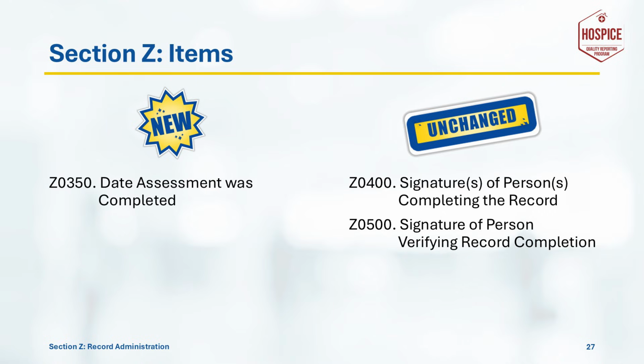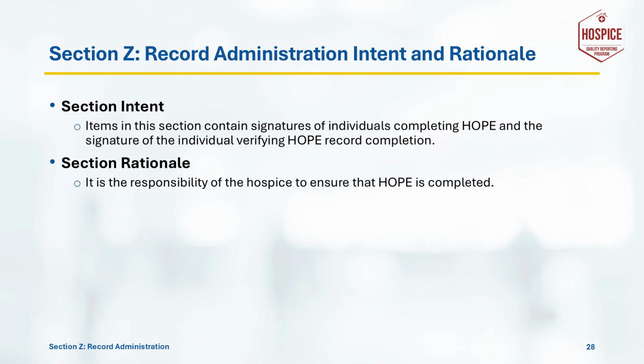There is a new item in this section, Z0350, date assessment was completed, and two unchanged items, Z0400, signatures of persons completing the record, and Z0500, signature of person verifying record completion. The intent of this section is for individuals completing HOPE to sign and document the items completed on the HOPE record and the signature of the individual verifying HOPE record completion. The rationale is that it's the responsibility of the hospice to ensure that HOPE is fully completed.